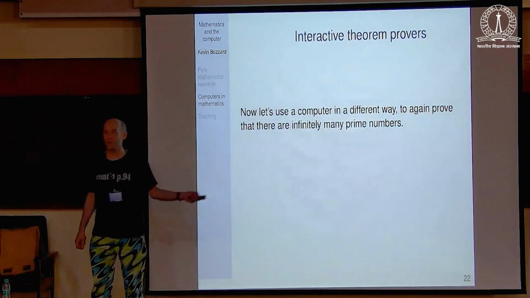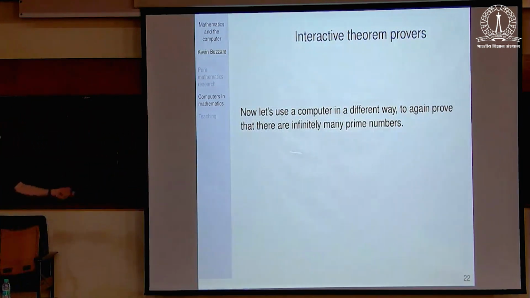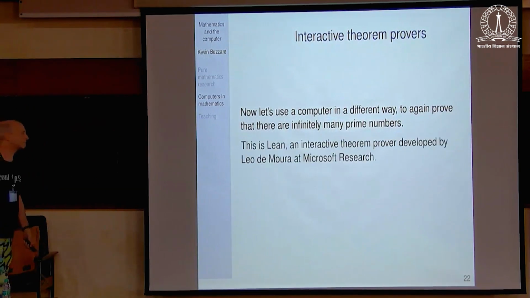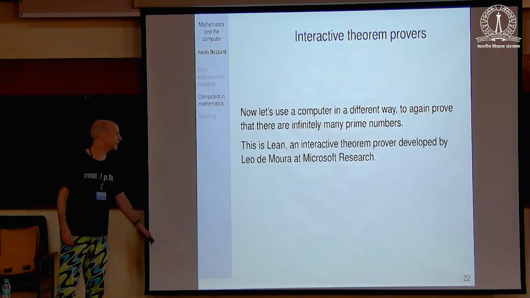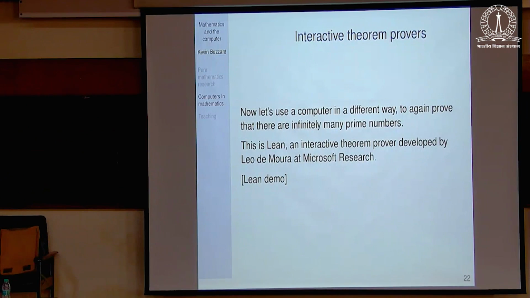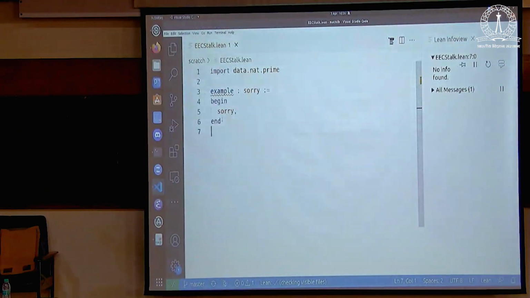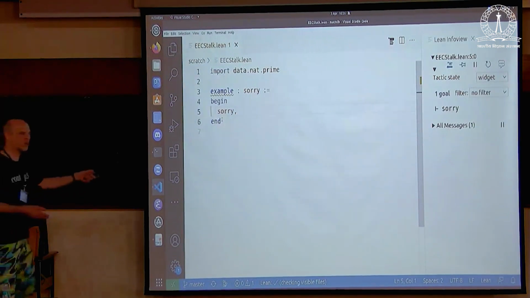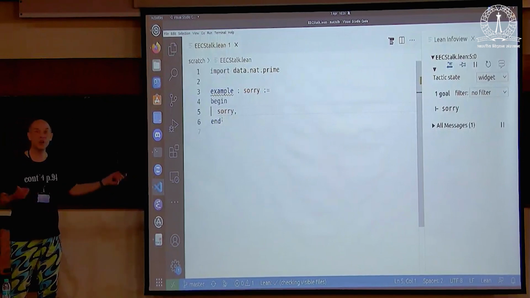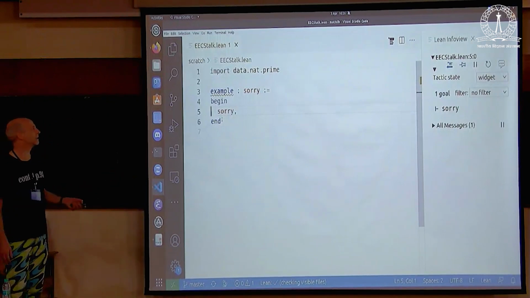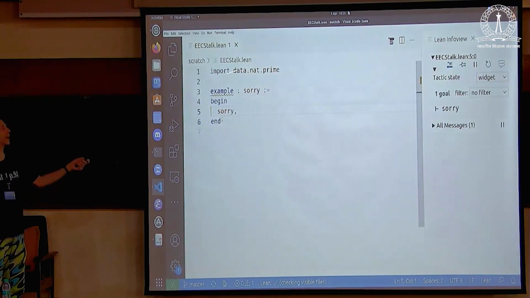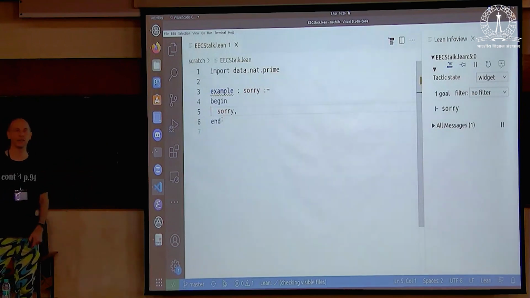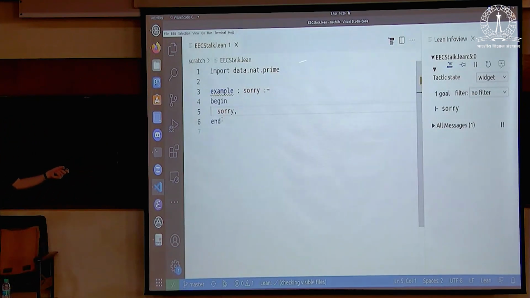So let me tell you something else I'm also not scared of. I'm going to give you another proof that there's infinitely many prime numbers. And I'm going to do it using an interactive theorem prover, which is a completely different kind of thing. So let me switch over to my interactive theorem prover. Here we go. This is a system which knows the axioms of mathematics, but it doesn't know any mathematics. It has no idea what a prime number is. But it's okay, because we're building a maths library, and in the maths library, we write down the definition of a prime number, and we put it in a file called data.nat.prime. And we prove some basic theorems about prime numbers in that file.